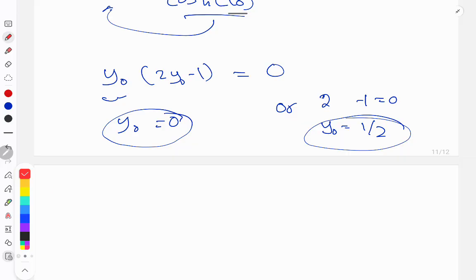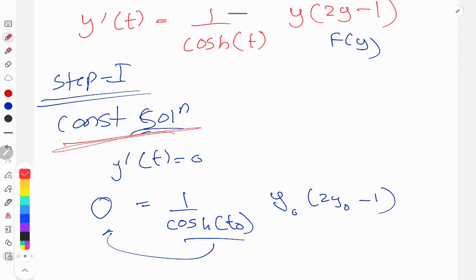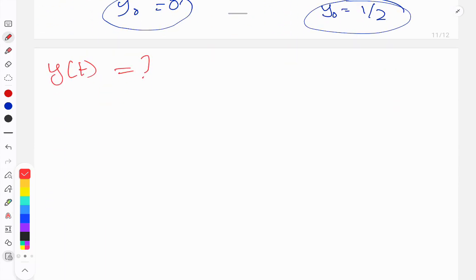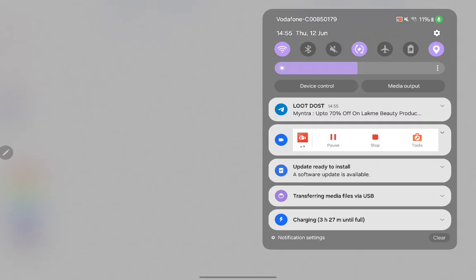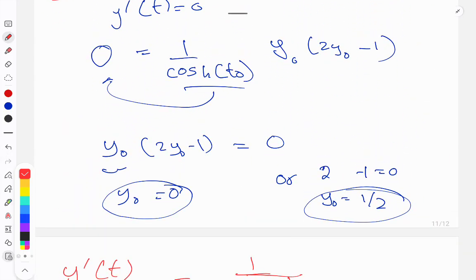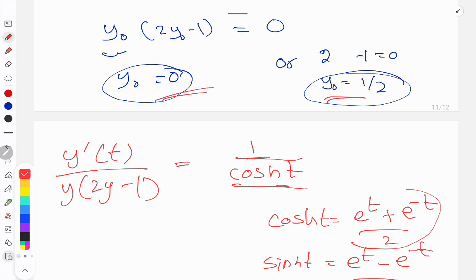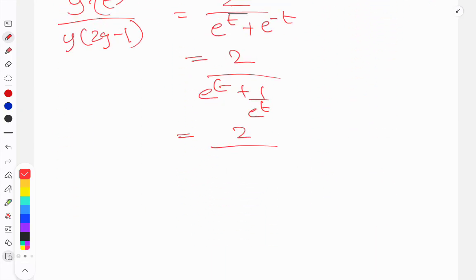Then you have to find your y of t. How to do it? You don't have a direct formula for this, so here you have to do one thing. Since we found the constant solutions, now we need to bring all the functions of y to one side and a of t to the other side. Then we will do the integration.